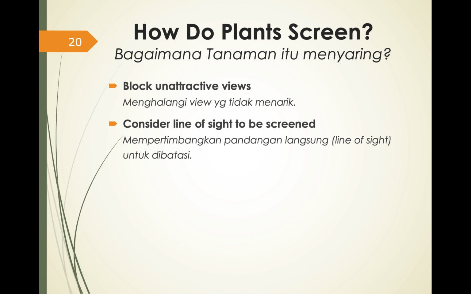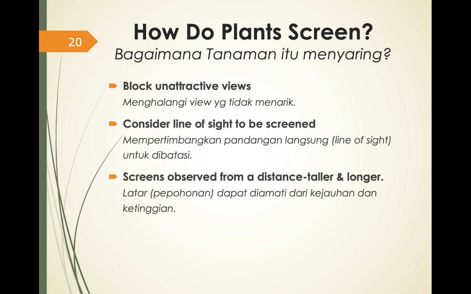Second, plants could consider a line of sight to be screened. This method can be used in tourist attractions. For example, a waterfall attraction could be screened first, after tourists complete a path and spots that are already planned to be visited first.